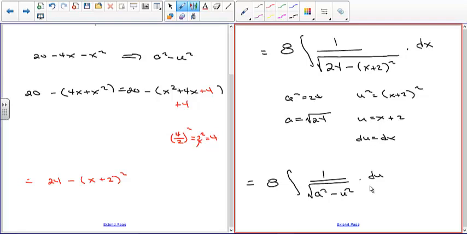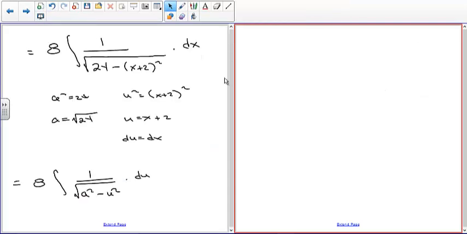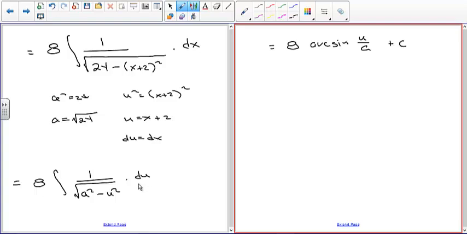So once you have it exactly like the book, don't leave any constants inside, then you can say, okay, I can just use the formula. So the formula that goes along with that would say I have 8 times the arc sine of u over a plus c. So the result of that integral is this antiderivative. And then finally you plug in u, which is x plus 2, divided by a, which is the square root of 24.